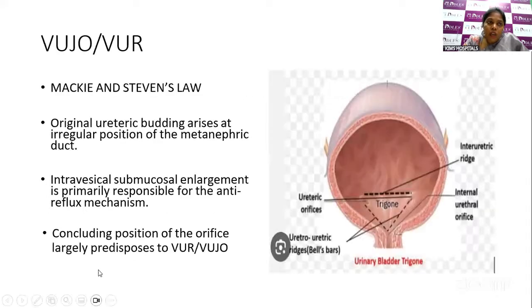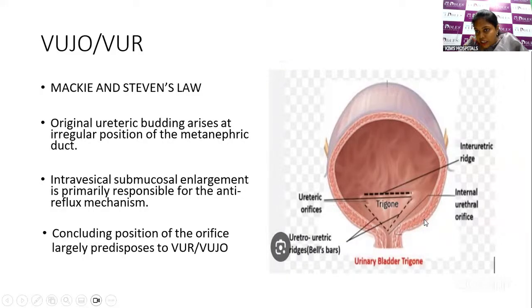So coming to the VUJ or vesicoureteric reflux, there is the Mackie-Stephens law, that the ureteric bud arises at an irregular position of the mesonephric duct. So that is the intravesical submucosal length of the ureter. We see that the ureter does not just come and attach at the trigone. There is a good length of intravesical submucosal ureter, which is the determining factor for the occurrence of VUR, that is, in the bladder submucosa.